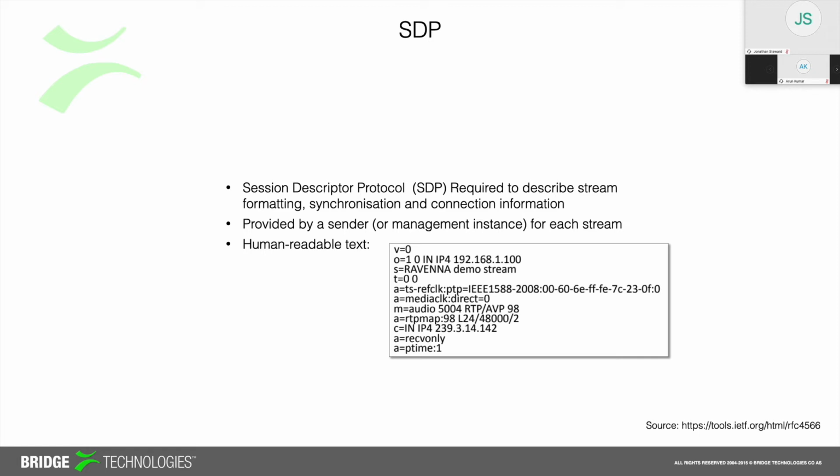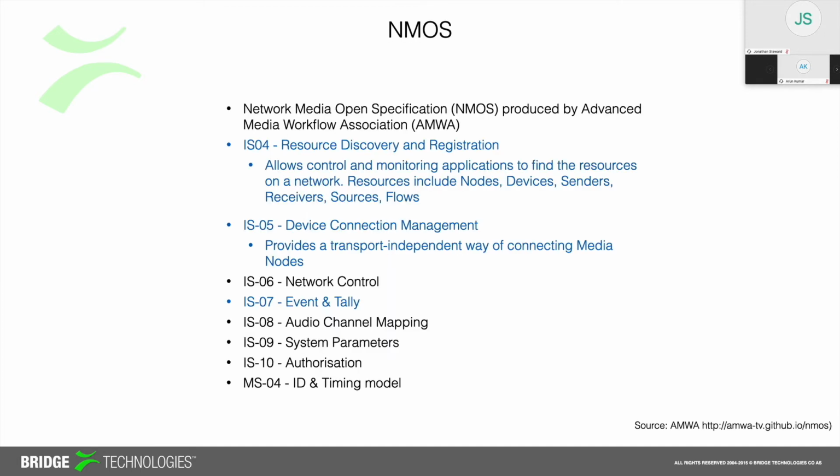So it's basically human readable text, and there's an example of a particular file there, or part of a file. Again, lots of resources out there to enable you to get to grips with SDP. Now there's one particular type of SDP, NMOS, and this is divided into separate protocols. You don't need to know the multicast address.